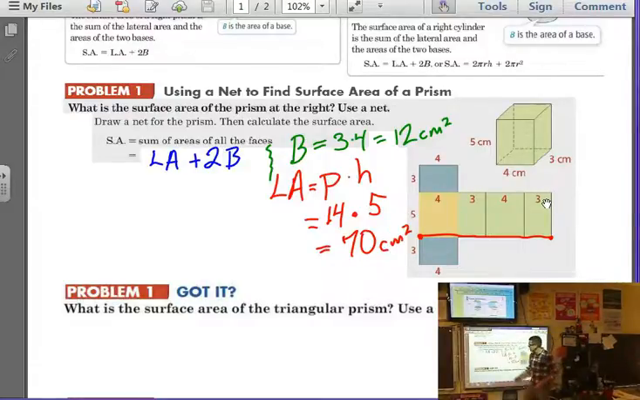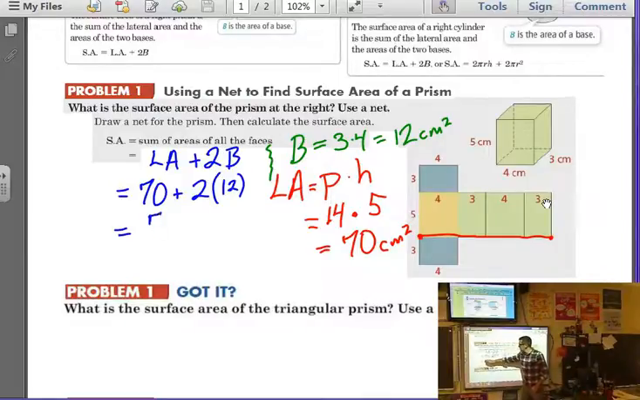So then I come back over here and I plug in. We have 70 plus 12. No. Why? What mistake did I make? It's 2 times the base. This is where people fall in the trap. We found the area of one base. You can either double it before you put it in, or notate 2 times 12. So then I know that's 70 plus 24, and that becomes a final 94 centimeters squared.